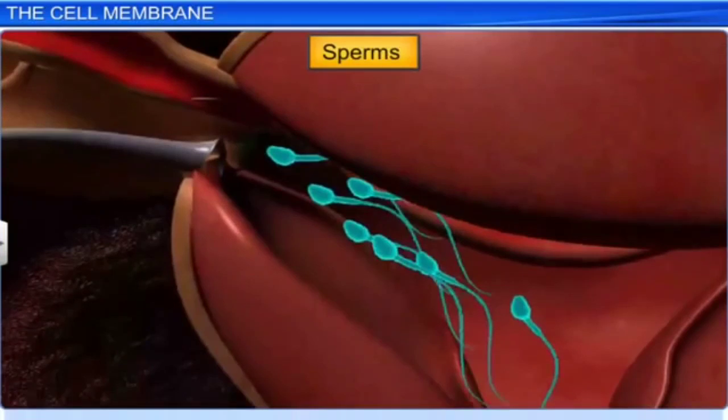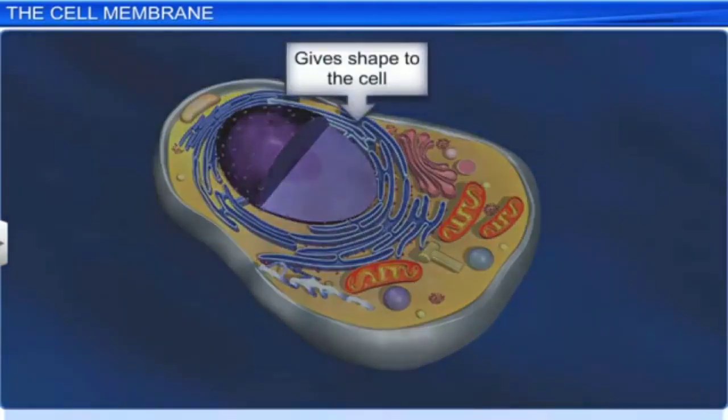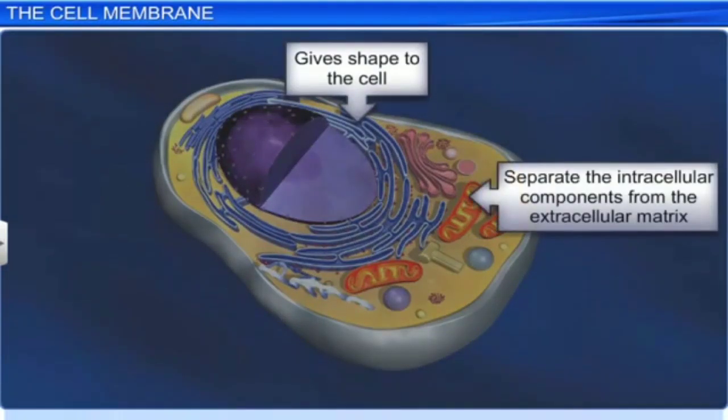Thus, cilia and flagella help cells in motility, while the cell membrane gives shape to the cell, separates the intracellular components from the extracellular matrix, and also plays an important role in the transport of substances across the cell.